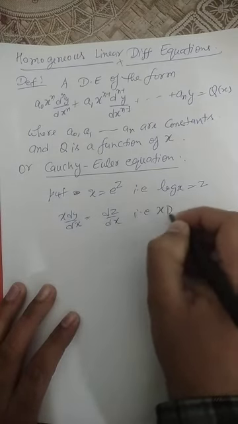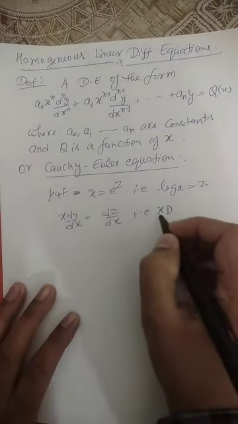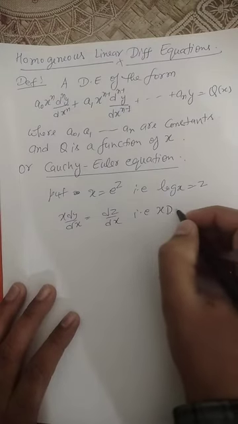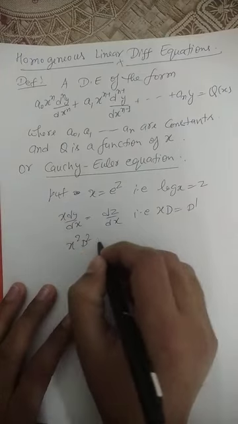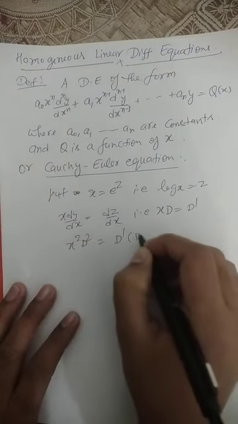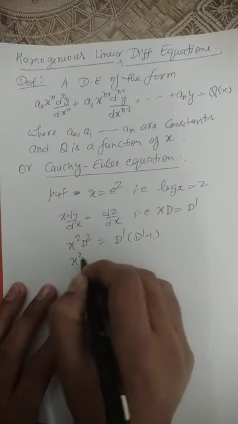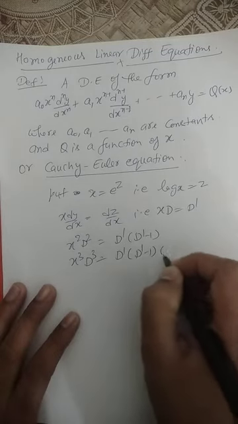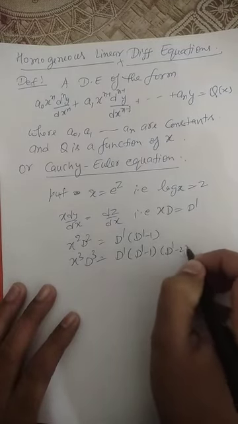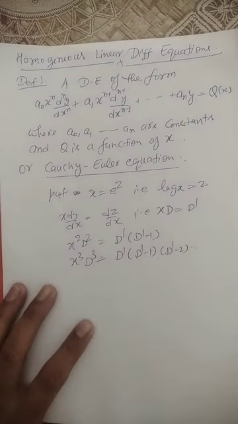We change this to D dash. Similarly, if we have x square d square y by dx square, this can be changed like that. If this is cube, this can be D dash, D dash minus 1, D dash minus 2, and so on. Okay.